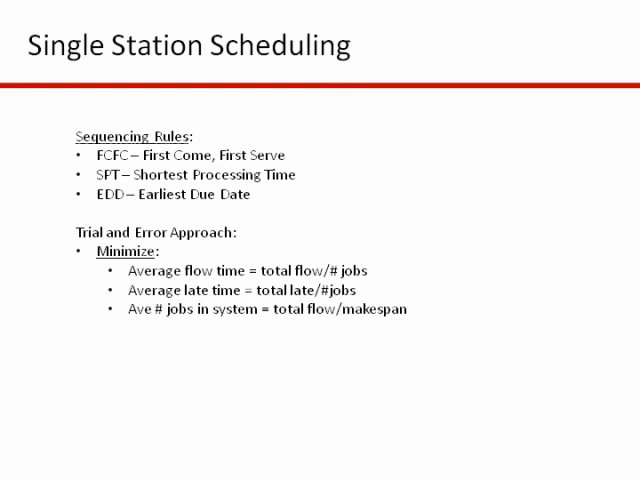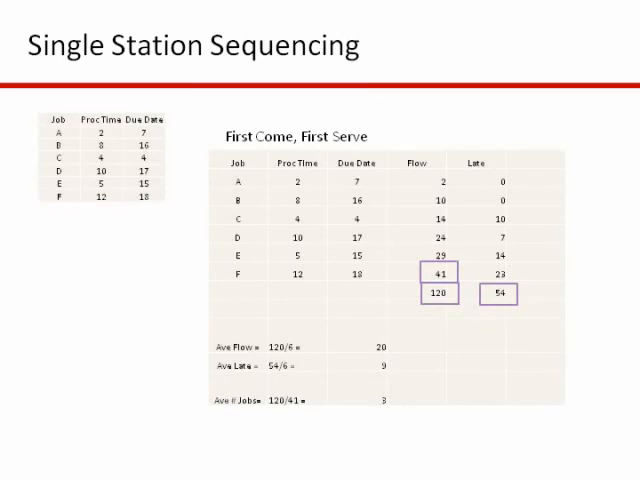So I'm going to do a quick little example on how to use these various sequencing rules. Let's say in the problem we're given the following. We're given 6 jobs, A through F. Each job has its own processing time, and that's how long it takes to either assemble or complete it on the machine. And then the due date is shown in days from now. It'll take us 2 days to complete job A, and it's due 7 days from now.